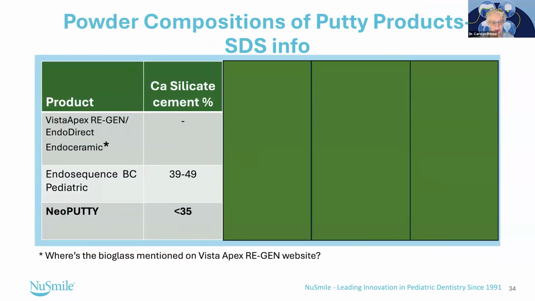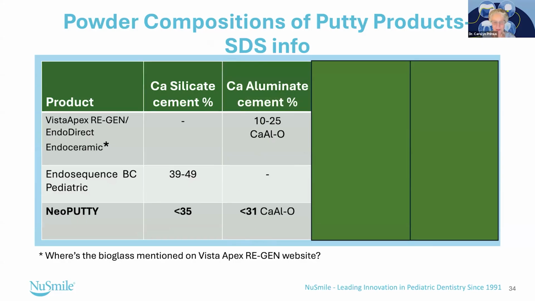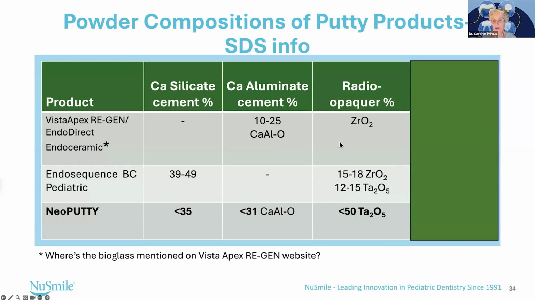Two of these products have calcium silicate cement. And that's important for something I'll show you later related to hydroxyapatite and bioactivity. The Vista Apex and the EndoDirect materials do not, but they do have some amount of calcium aluminate cement. So does Neo Putty. But I want you to look at this because I told you before the original products had like 70 to 80% cement in them, and this is a much lower amount of cement.